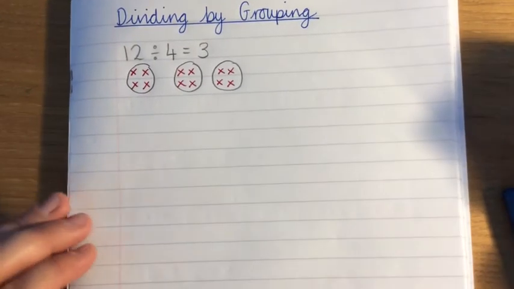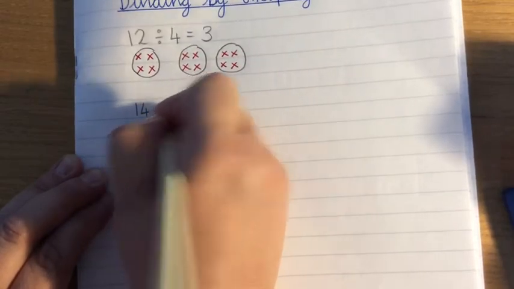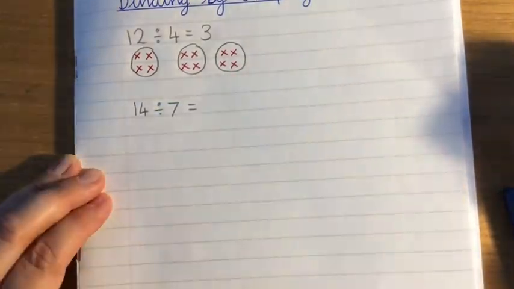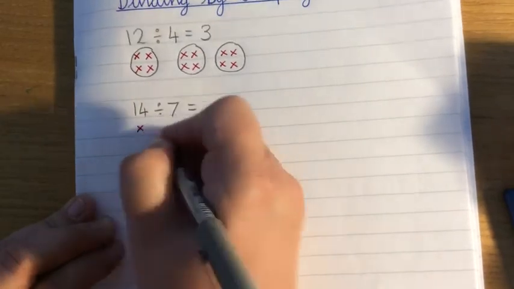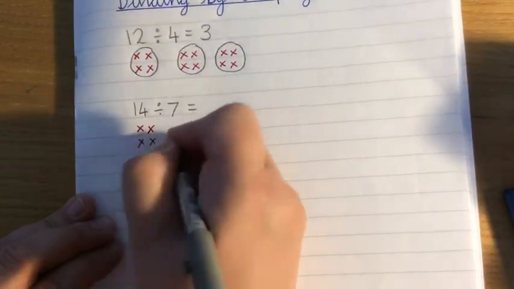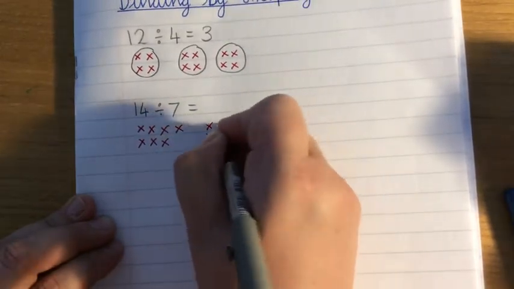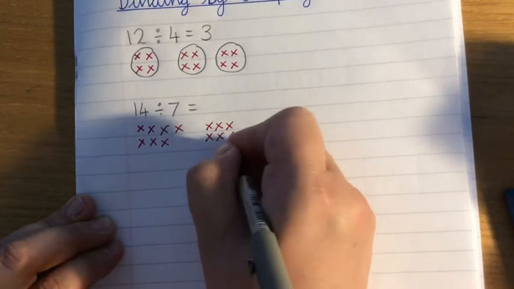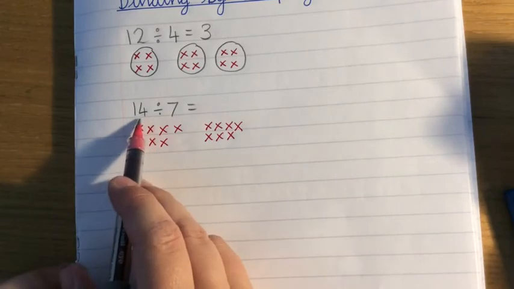Let's try another one. This time we're going to do 14 divided by 7. So it's 14 divided into groups of 7. So this time I'm going to count up to 14, but I'm going to arrange my crosses in groups of 7. So I'm going to go 1, 2, 3, 4, 5, 6, 7, 8, 9, 10, 11, 12, 13, 14. So I'm stopping at 14 because that was our target number here.